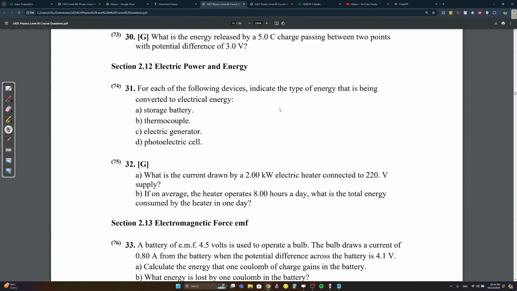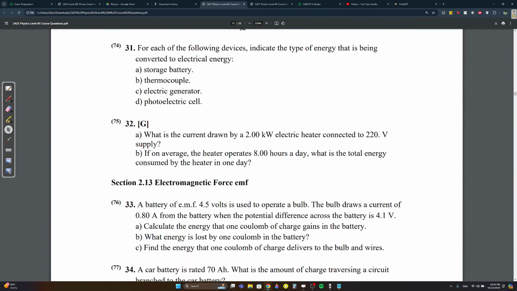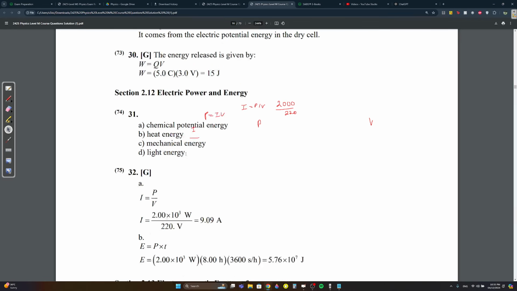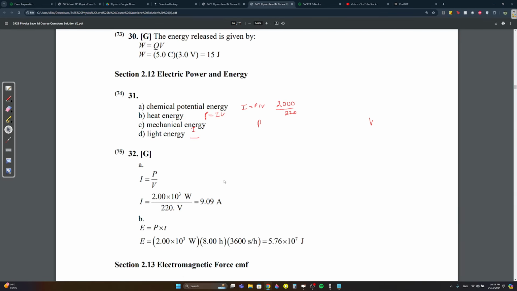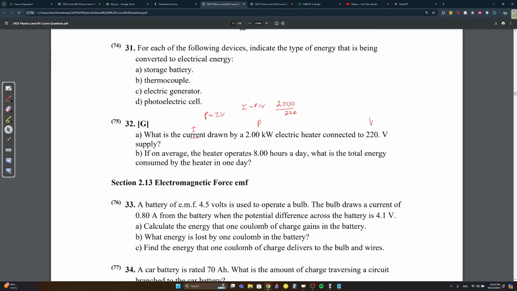Okay, what is the current drawn by a 2 kilowatt electric heater connected to a 220 volt supply? Current, okay, you have power and you have voltage. They want the current I. You know that P equals IV. So I equals P over V. So 2 kilowatts is 2000 watts divided by the voltage 220. Okay, you're gonna get 9.09 ampere.